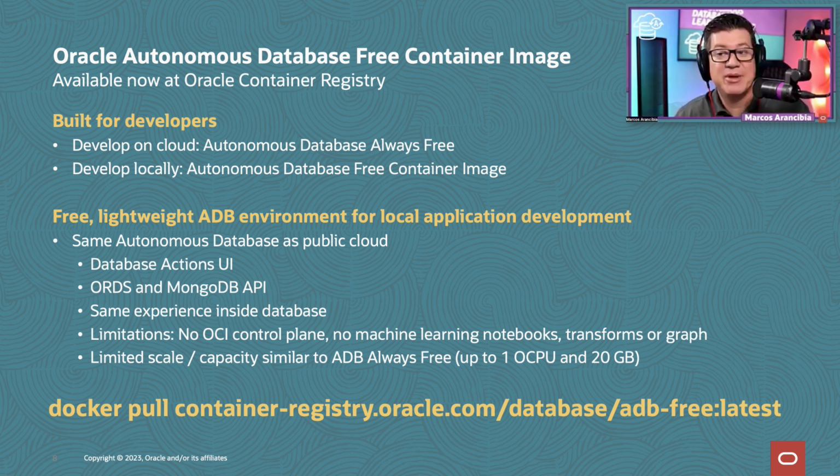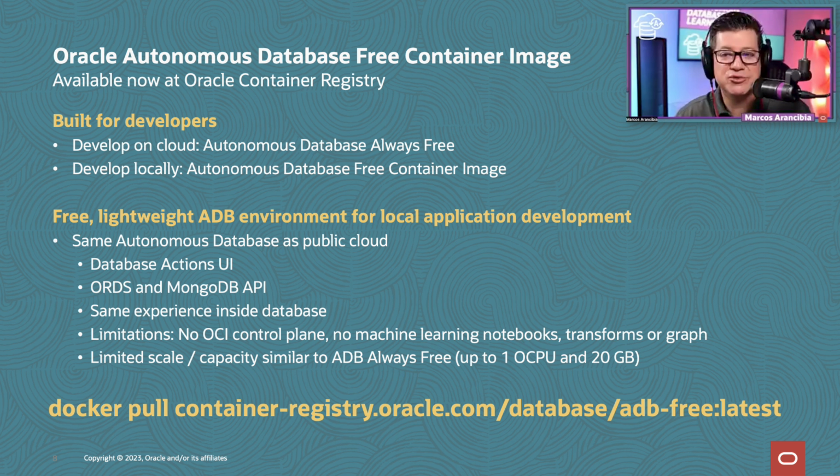It contains the Database Actions UI. You have ORDS and you have MongoDB APIs, and then you have the same experience inside the database. There are some limitations, so there's no OCI control plane, like you would have in the Autonomous Database Always Free. You also don't have the machine learning notebooks, transformers, or graph, for example. Anything that needs a CPU alongside the database is not going to be there. And there's some limited scale and capacity, similar to Always Free: one CPU and 20 gigabytes of storage that you can use.